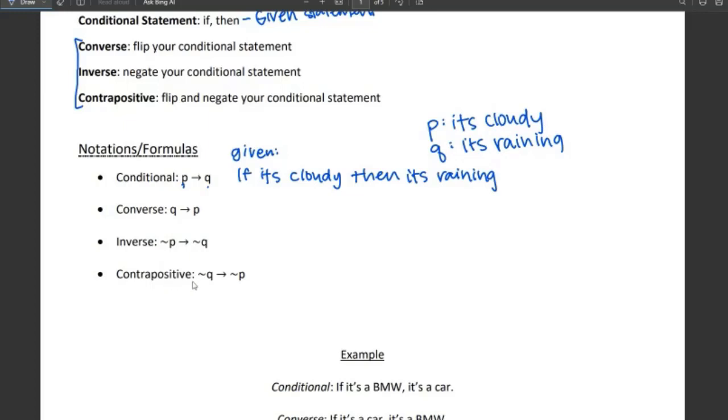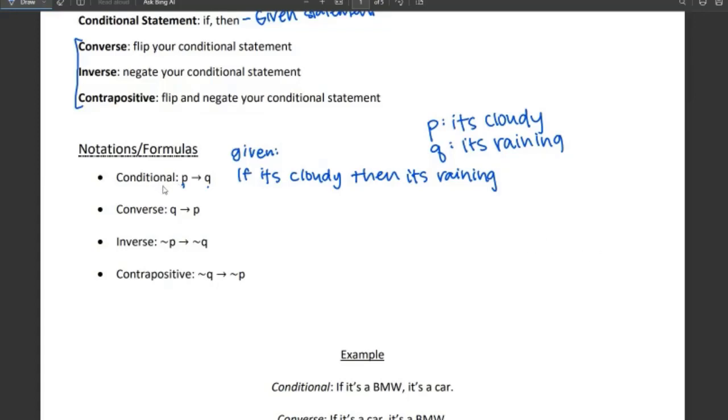And then the contrapositive, we do both. We flip and we negate both sides. So we flip, so Q comes first, and we make it negative. So negative Q, then negative P. So if it's not raining, then it's not cloudy.